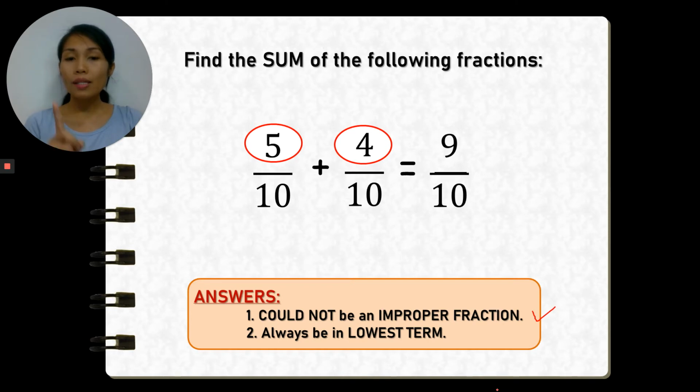Next, always be in lowest term. Is 9/10 in lowest term? Let's see. Can you divide any factors to 9 that can also be divided to 10? Can we divide 9 with 2? No, because there's a remainder. Remember, if you reduce fractions to the lowest term, that means you're going to divide it, right? When you divide, there should be no remainder. No remainder allowed. So, since we cannot divide 9/10 any further, cannot be divided by 5, 3, 2, 1, then that means that is already in the lowest term.